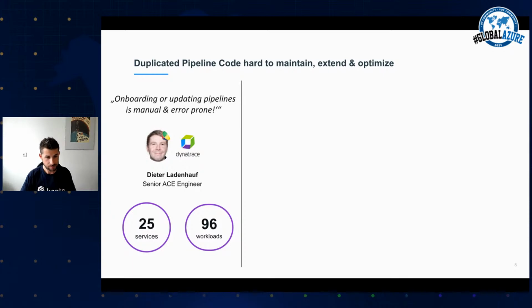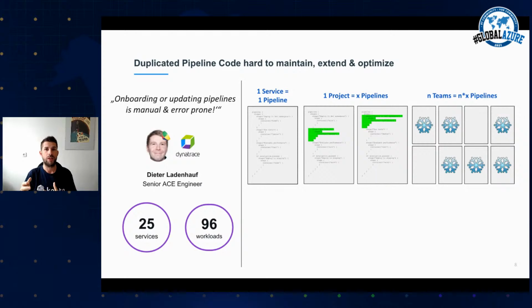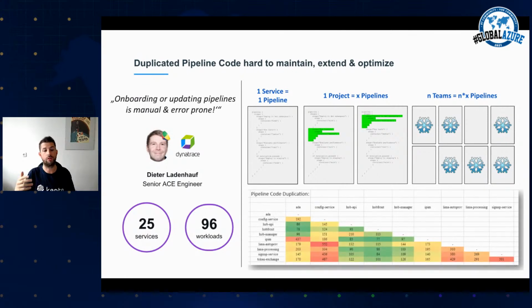So actually, at Dynatrace, our colleague Dieter shared the story with us that in the beginning, you have maybe one service, one microservice in one pipeline. But as a team, you of course have more than one microservice. You have a project that contains a couple of microservices and a couple of different pipelines. So you end up with more and more pipelines. And the problem is, it's only one team, but then you also have more teams. And if the pipeline is working, then you might end up just copying and pasting whatever is working, and you end up with a lot of code duplication.